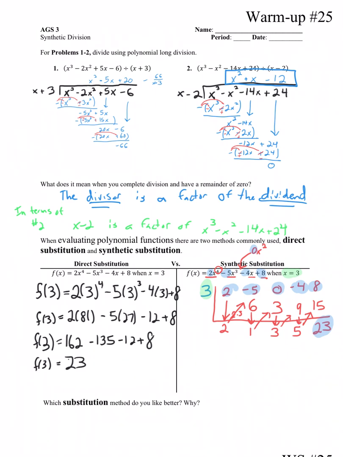And the key there is that using this direct substitution method, we ended up with the exact same answer of 23. One of them was direct substitution, one of them was synthetic substitution, but we still got an output of 23, saying, hey, it turns out f of 3 is 23. Really weird way to do it, because we have this 2, 1, 3, 5, and then the 23. But that's how synthetic substitution works.